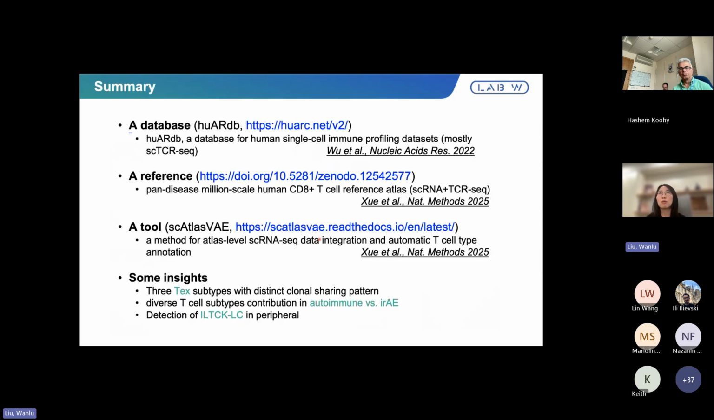So in summary, we have curated a database called HUARDB, and this is a link to our database. You can explore it online. This is a database for human single cell immune profiling, and more than 90% of the data is single cell TCR-seq data. We also curated a pan-disease medium-scale human CD8 T cell reference atlas. And we have developed a deep learning-based tool called SC-Atlas VAE. This is a method for atlas-level single-cell RNA-seq data integration and automatic T-cell subtype annotation.